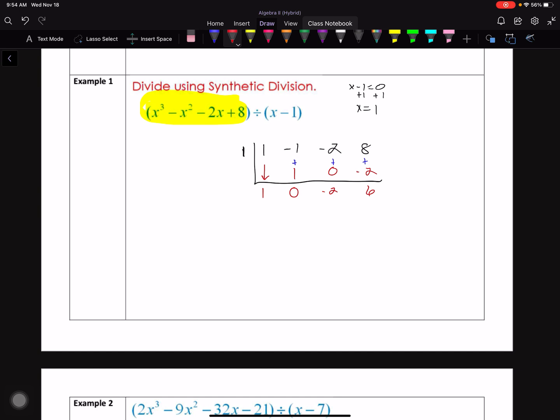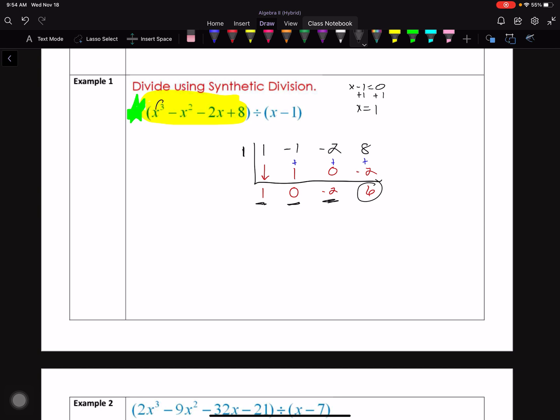Now, with synthetic substitution, 6 would have been our answer. But this is not synthetic substitution. This is synthetic division. So what we are doing is we're trying to divide this polynomial down into something that we can work a little more efficiently with. So here's what our answer is going to look like. What we have here are coefficients of our new polynomial. I'll talk about this number in a second.